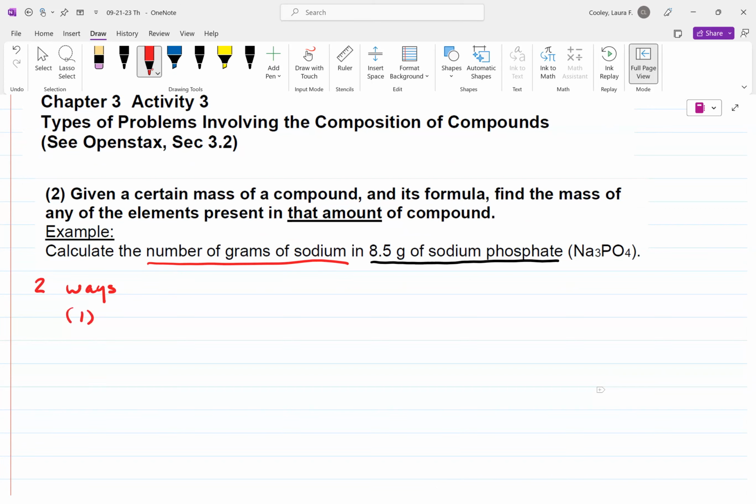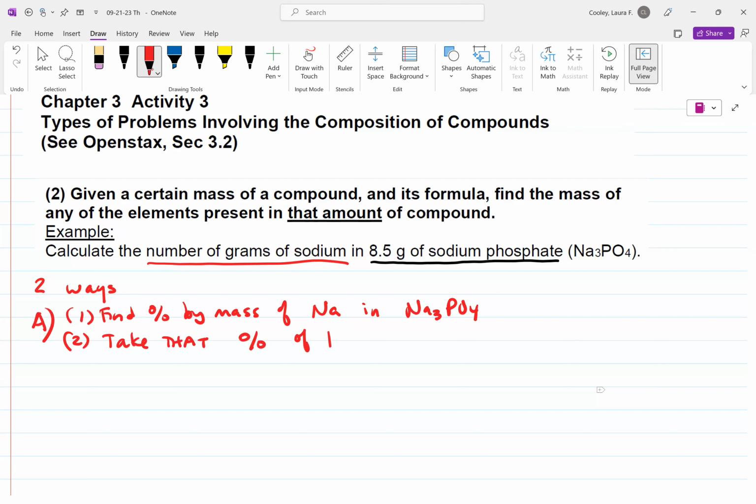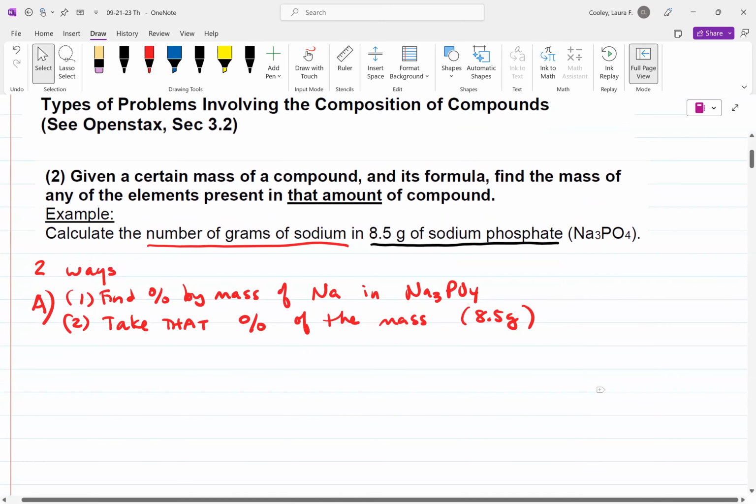The first way would be to find the percent by mass of the sodium in Na3PO4, which I already showed you how to do. This is actually way A. And secondly, to take that percent of the mass, which is the 8.5 in this case. So if you do it this way, what you have to do is start by finding the percent sodium.